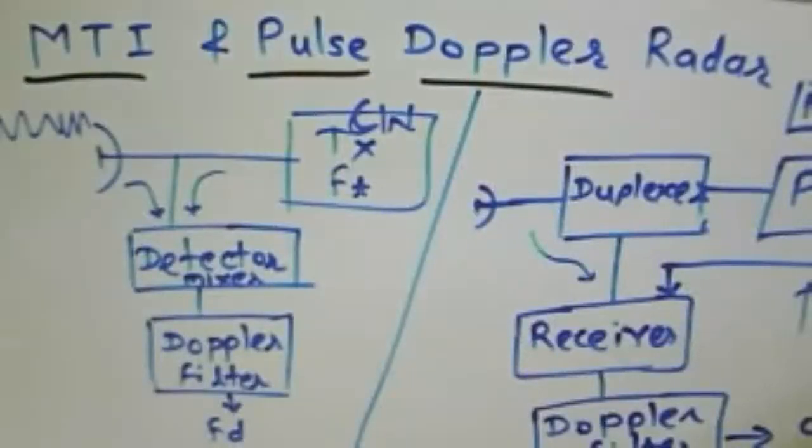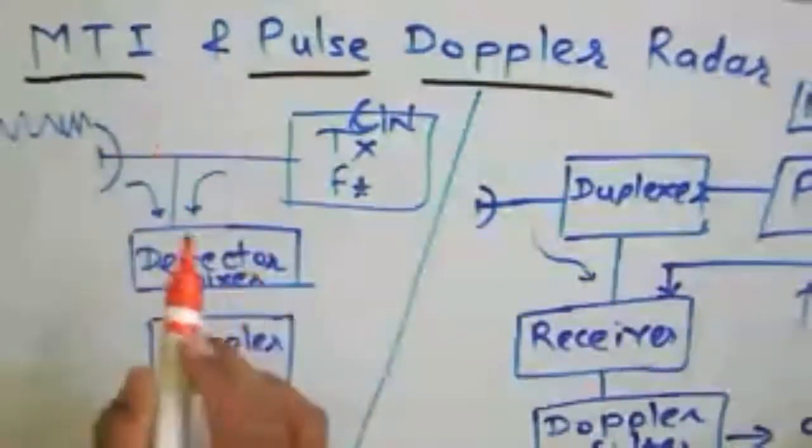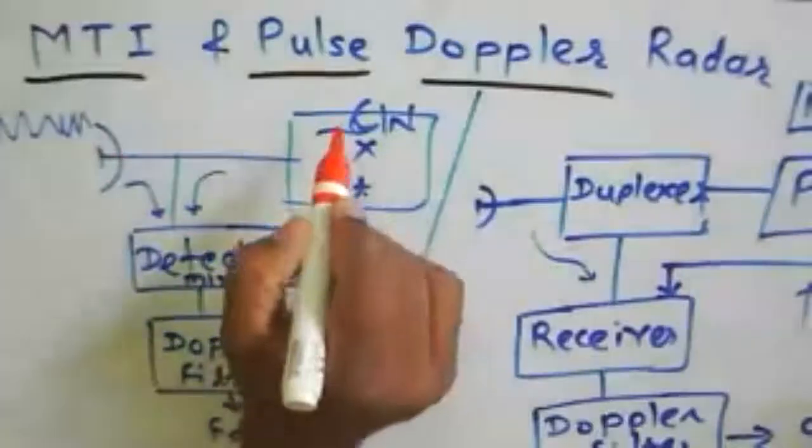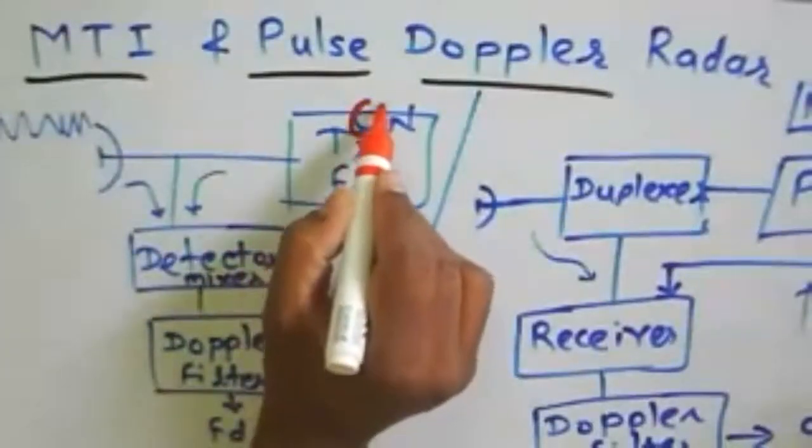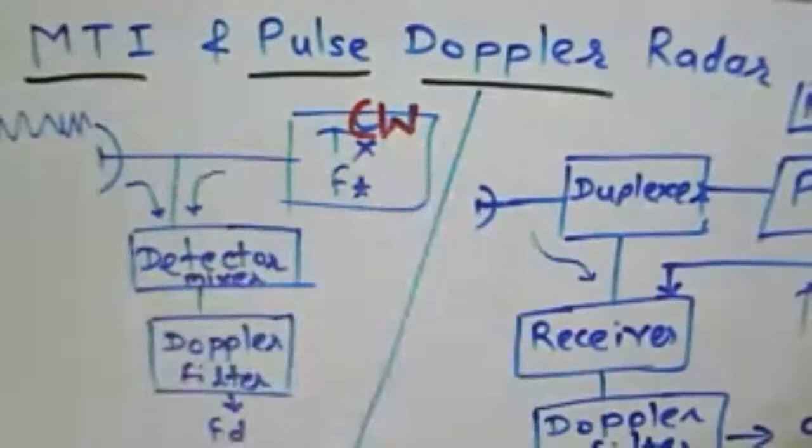Welcome to radar system course. Today we see the MTI and a pulse Doppler radar. So we have seen that earlier a CW radar. This one is about a CW radar, in which we are supposed to transmit a continuous wave.